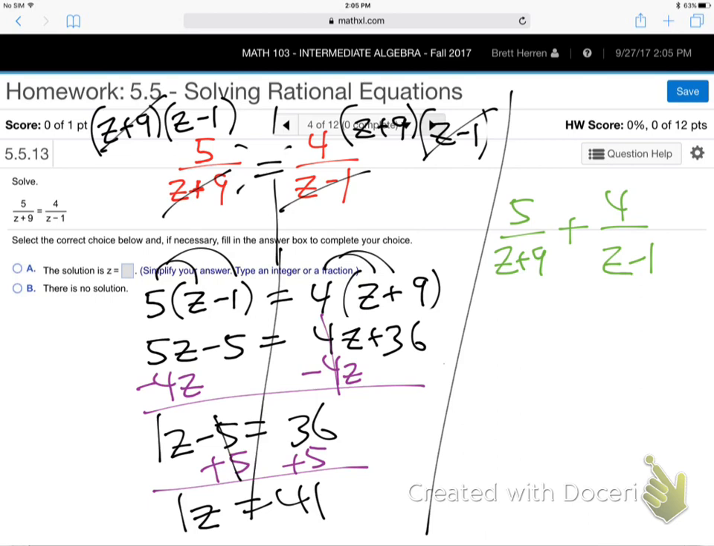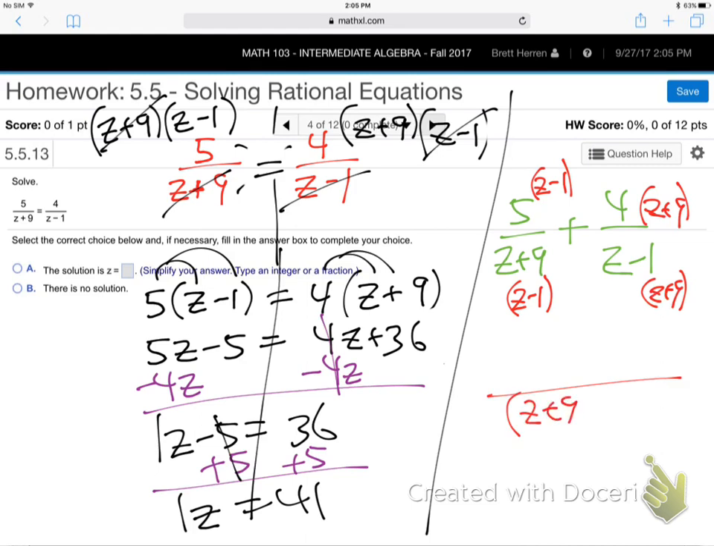Top and bottom, because there's no left and right here. You might think that's left, but no, there's no equal sign, so there's no left and right of the equals. I can't do left and right. It's not allowed. I'd have to do top and bottom. So I'd give each one top and bottom what it's missing: z minus 1, z minus 1, and for this one, z plus 9, z plus 9. Then they'd have the same common denominator. Then I'd distribute the top, and on you'd go.